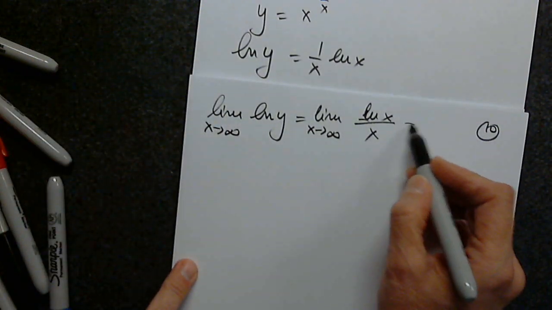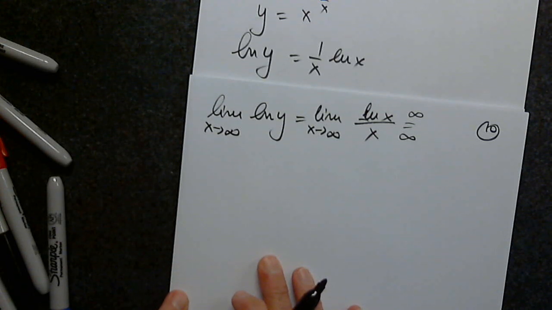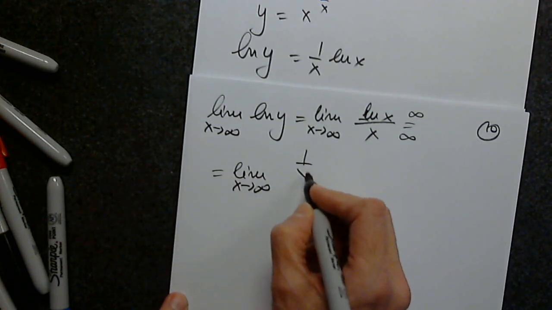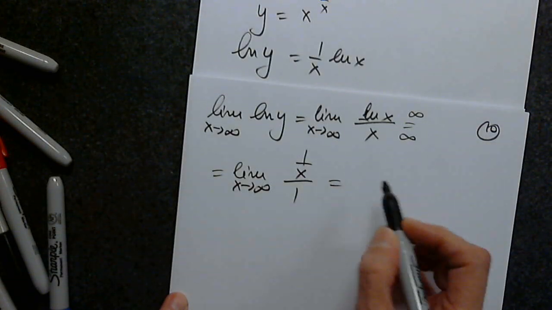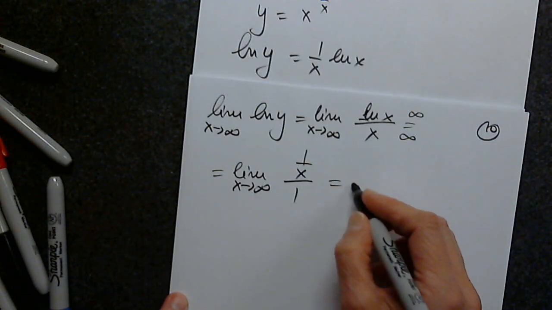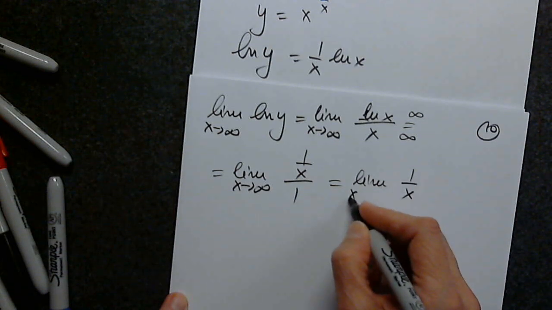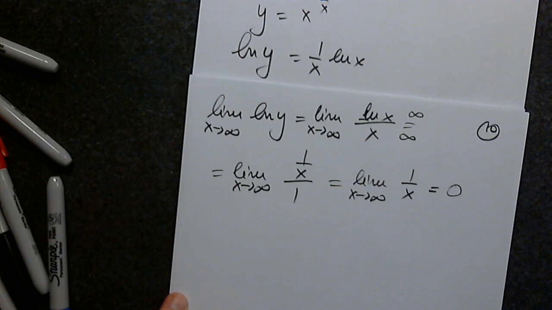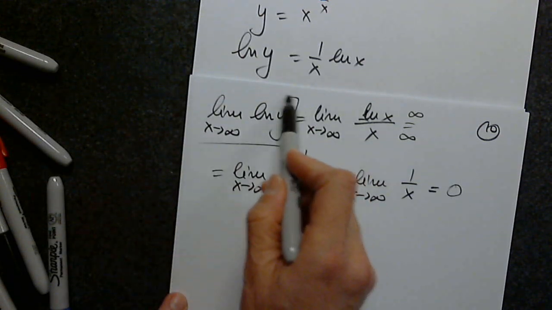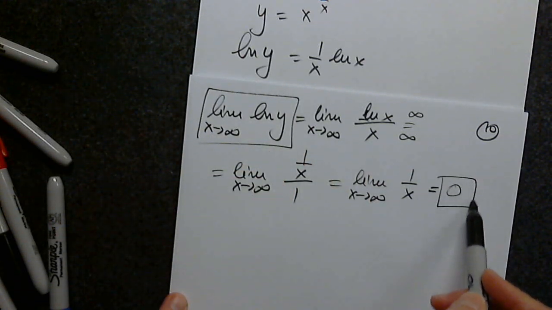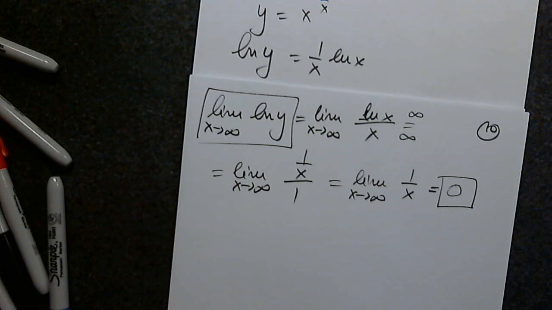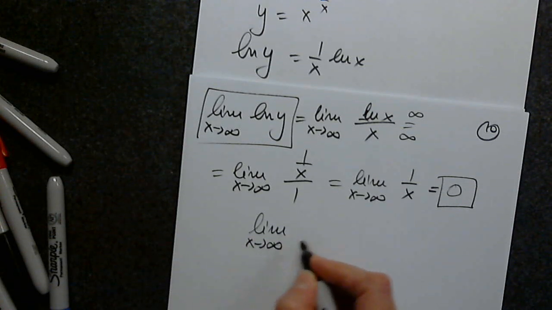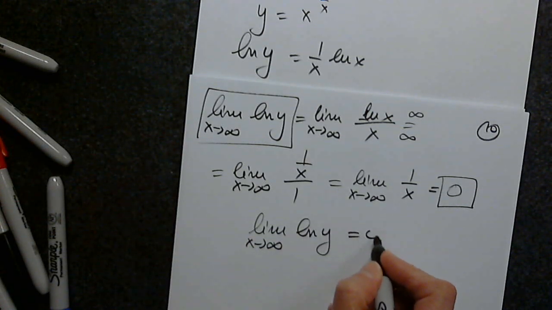And now this is infinity over infinity. So I have limit as x approaches infinity of 1 over x over 1. Obviously this will be the limit of 1 over x, so the answer is 0. Now I take the beginning and the end and put them together. So I write limit as x approaches infinity of natural log y is 0.